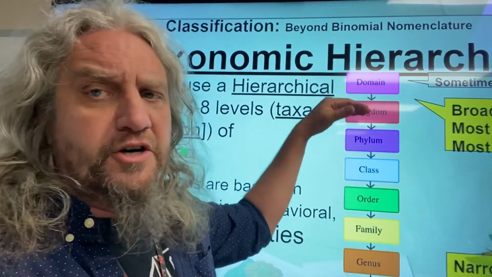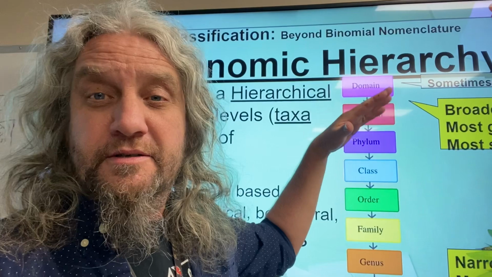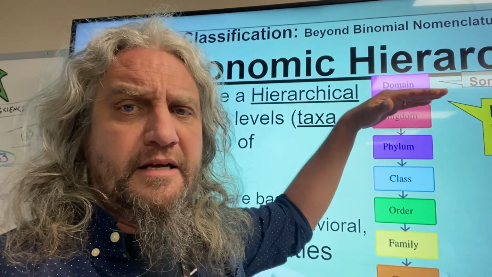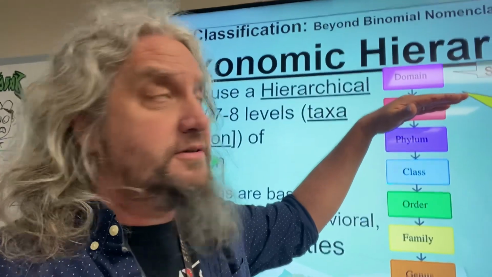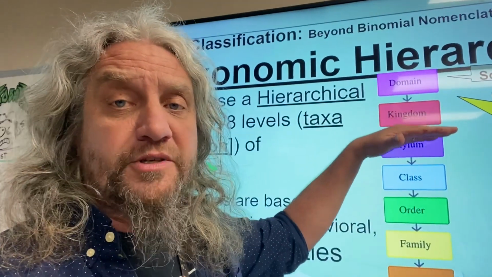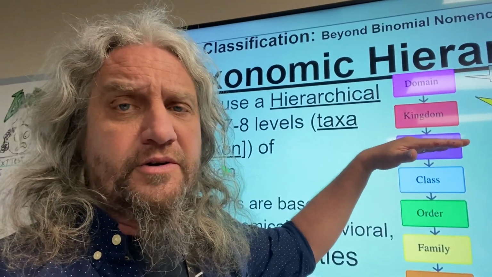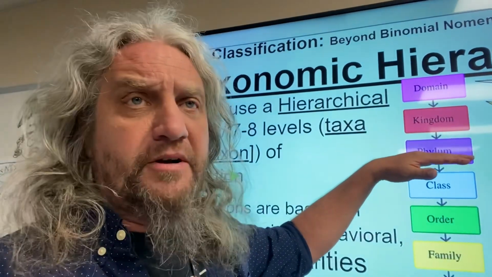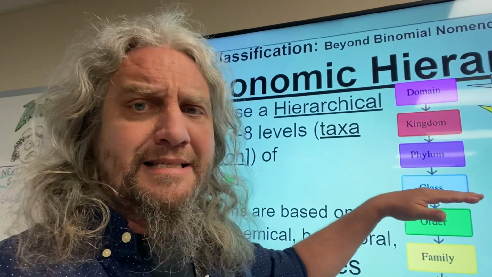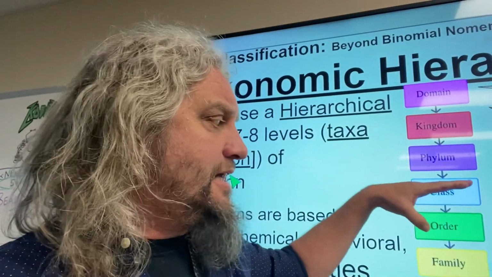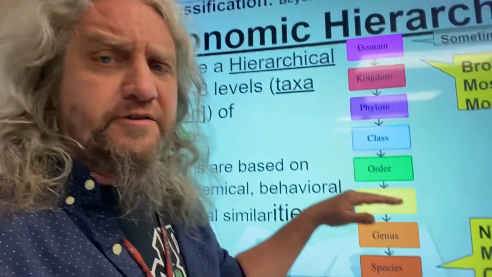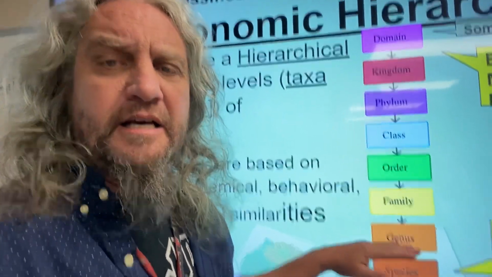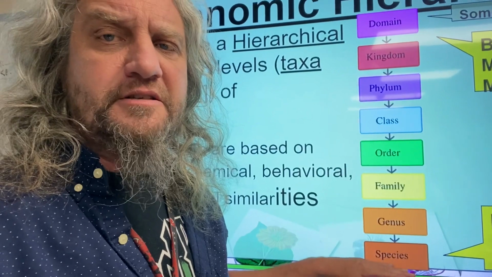Then within the domains, there are kingdoms. All organisms fit within a domain, and then within that domain, they fit into one of the kingdoms. And then among each kingdom, there's what's called a phylum. So an organism fits into a domain, a kingdom, and a phylum. In a phylum, there are a bunch of classes. And in each class, there are orders. And in each order, there are families. In each family, there are genera, or genuses. And in each genus, there are species.